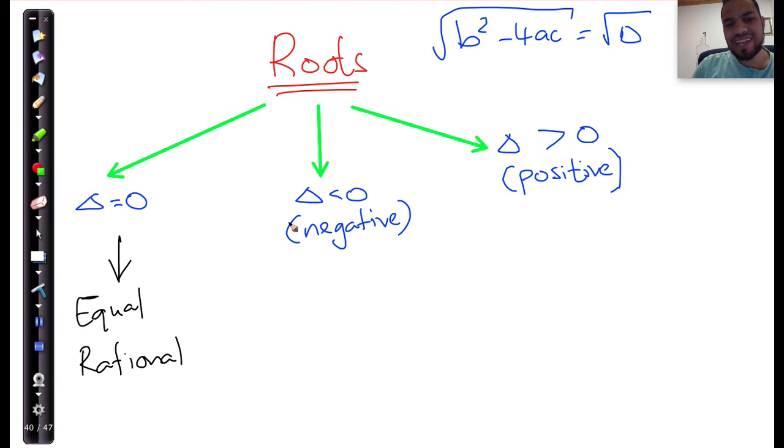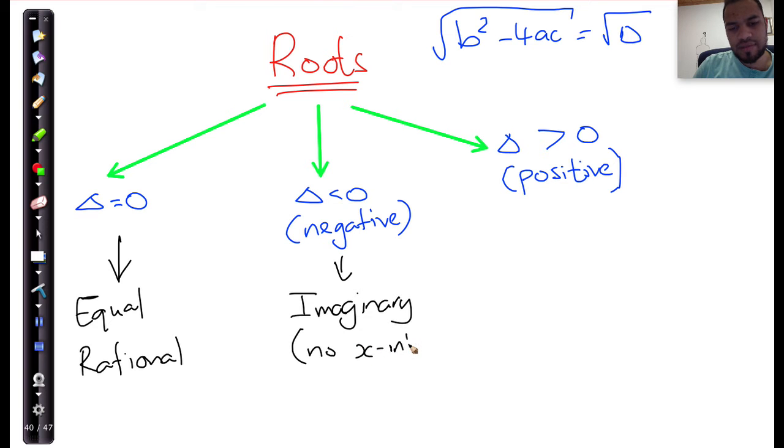If delta is negative, we say that this number is imaginary. The root is imaginary. And we've already seen what this means. It does not touch, let's say, no x-intercepts for those curves. Okay, and therefore it's imaginary. And then delta could be positive.